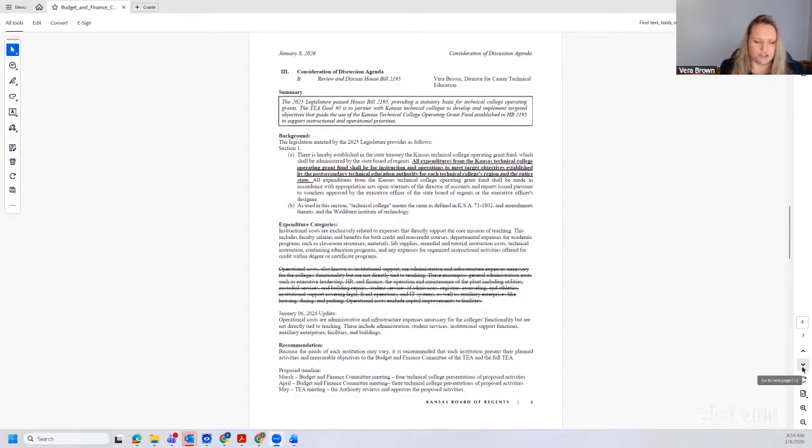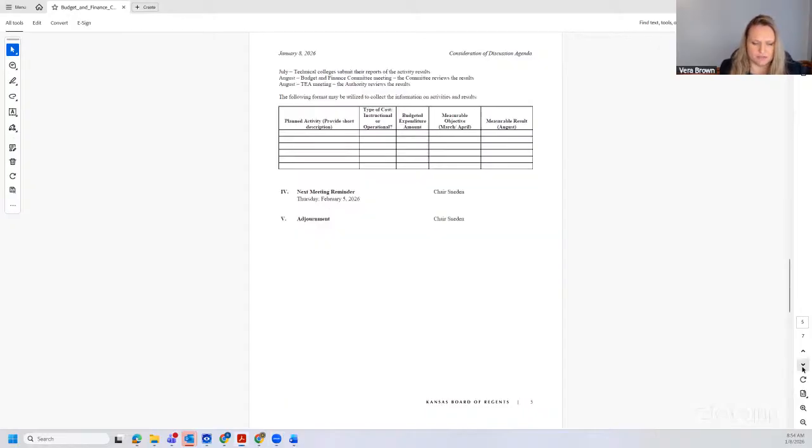After that, in July, technical colleges will submit their reports to the board staff, and those reports will be presented to the Budget and Finance Committee in August and the full TEA later that month. There is a questionnaire, a form that's been proposed to be utilized in the process. So the first 4 columns then would be filled out at the proposal stage, and the measurable results would be filled out at the reporting stage. And I will stand for any questions.